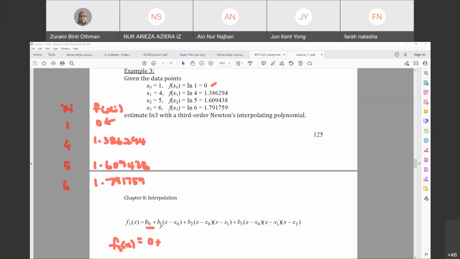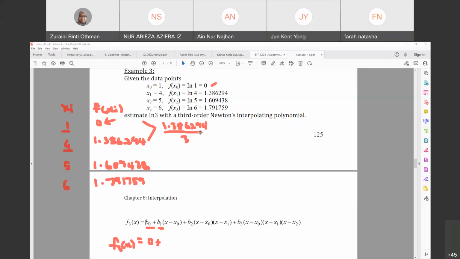And B1 ialah apa? B1 ialah the gradient for these 2 points. The gradient for these 2 points is 1.386294, this is 4, divided by, okay, ni pun kena bahagilah. Maksudnya kalau kita guna 2 ni, maksudnya X0 kita yang ni lah, 4 tolak 1 ialah 3. Okay, this is our gradient. 1.386294 bahagi 3 berapa?